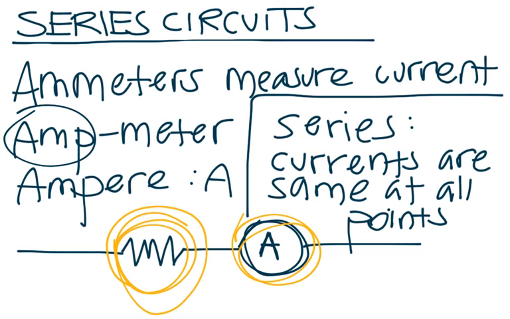Ammeters are trying to measure current. Changing the resistance changes the current, which is what they're trying to measure. So ammeters have very, very low resistance so that when you slip them into the circuit, the total resistance is not really affected. So the current, which they're trying to measure, is not really affected.